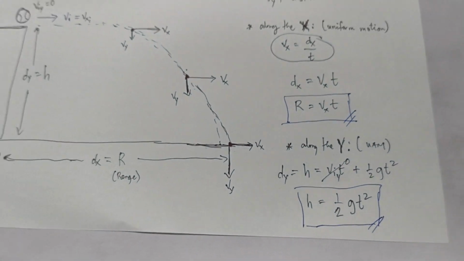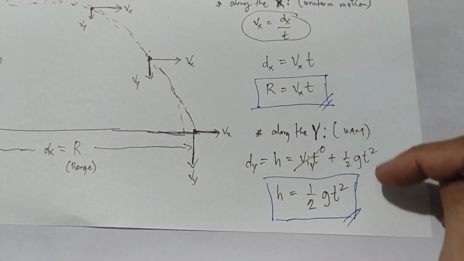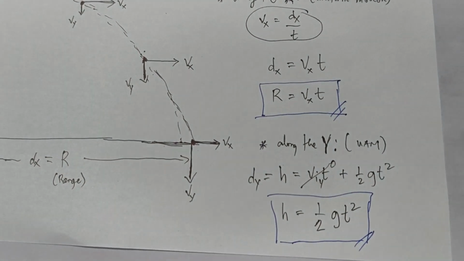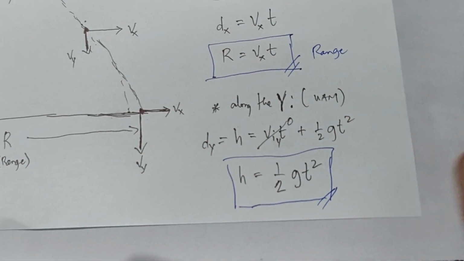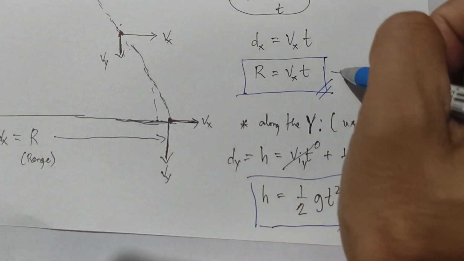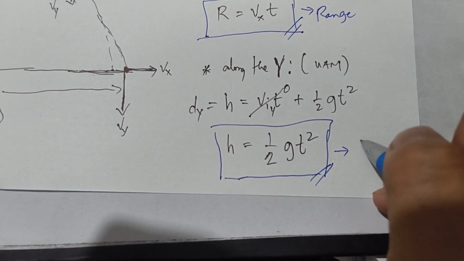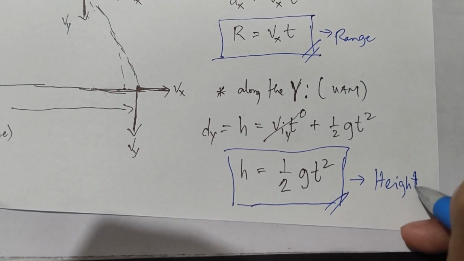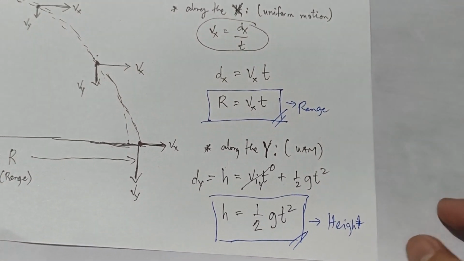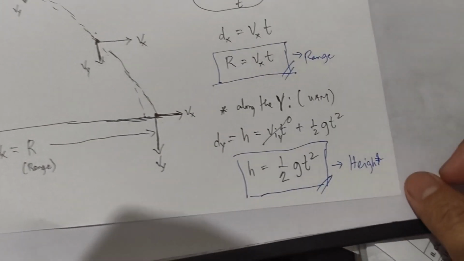Okay? So ganyan lang kasimple ang case 1 ng projectile motion. Dalawang equation lang yung tatandaan mo. R, this is for the range or the horizontal distance covered by a projectile in case 1, and the vertical distance or the height covered by the object in case 1 of projectile motion.